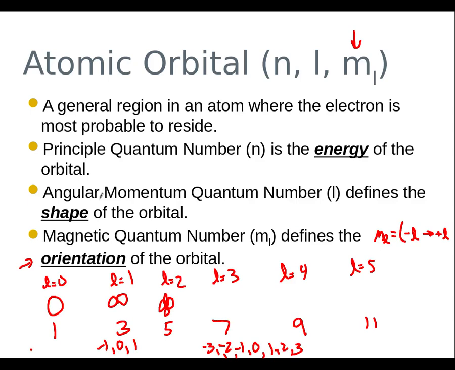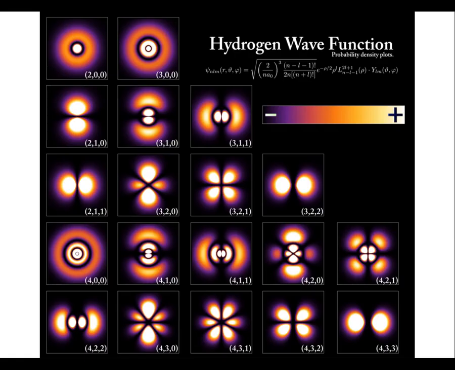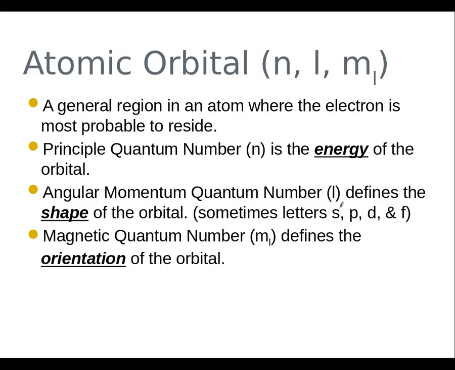Okay, so putting these all together, we're going to have these three numbers. That gets to be a little bit confusing. So something that we end up seeing a lot more is that second quantum number, the one in the middle. We turn it into a letter sometimes. So L of 0 we say is an s orbital, L of 1 is a p orbital, L of 2 is a d orbital, and L of 3 is an f orbital.